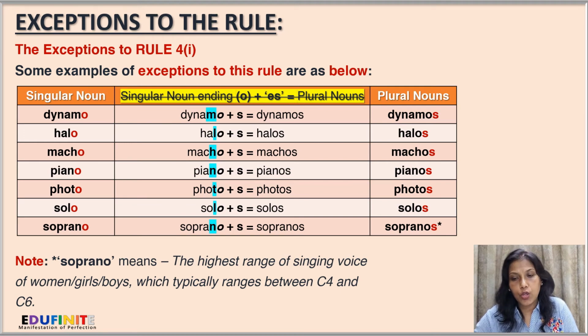Macho becomes machos. Piano becomes pianos just by adding S to it. Photo becomes photos. Solo becomes solos. And soprano becomes sopranos by just adding S to it. Now, soprano means the highest range of singing voice of women, girls, boys, which typically ranges between C4 and C6.